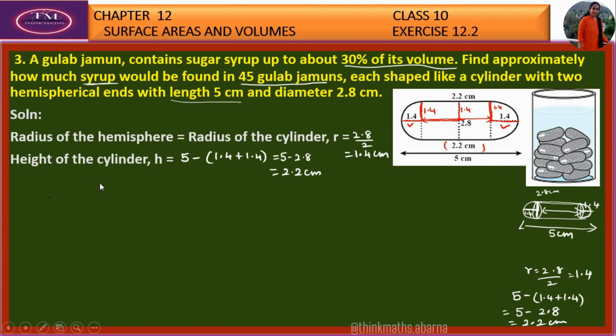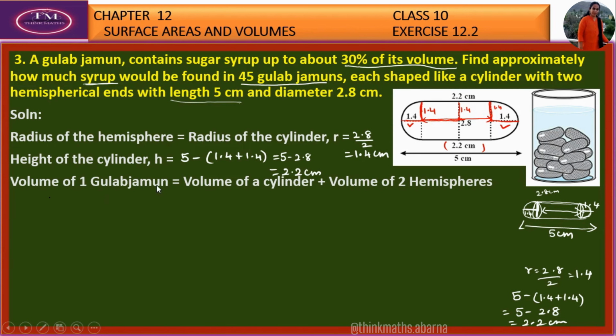So let us start calculating. Now, volume of one gulab jamun is nothing but volume of one cylinder plus volume of two hemispheres. Now the volume of a cylinder. What is the formula for volume of a cylinder? Volume of the cylinder is pi r squared h. Volume of two hemispheres: 2 into what is the volume of a hemisphere? It is 2 by 3 pi r cube. So these are the formulas.